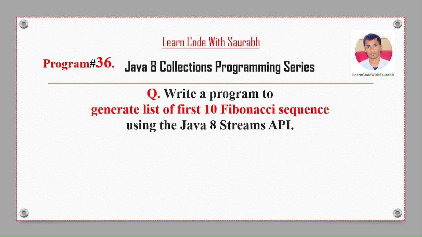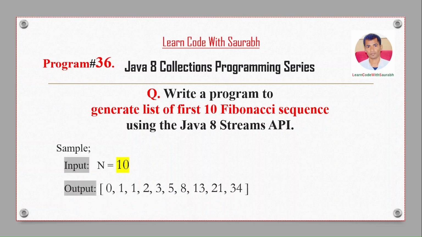Today I'm going to show a program to generate a list of the first 10 Fibonacci numbers using the Java 8 Stream API. According to the question, we will take some input like 10 and we will get the output like 0, 1, 1, 2, 3, 5, 8, 13, 21 and 34. If you count here, it is a total of 10 numbers. And what is the logic?